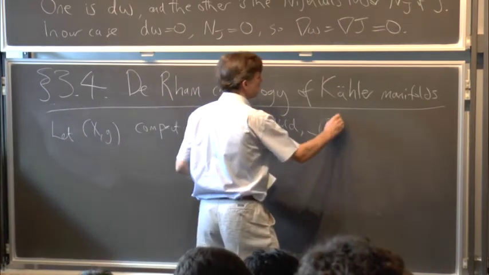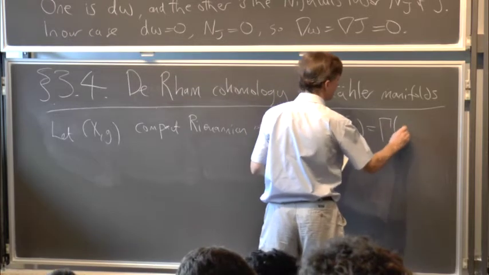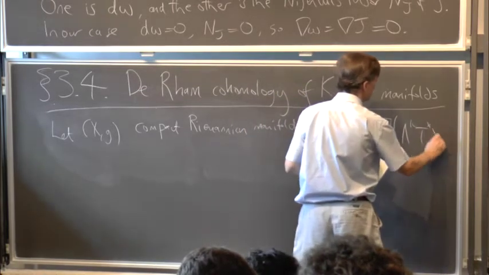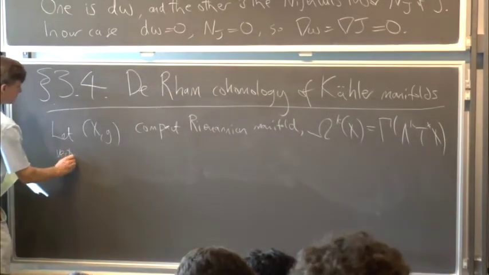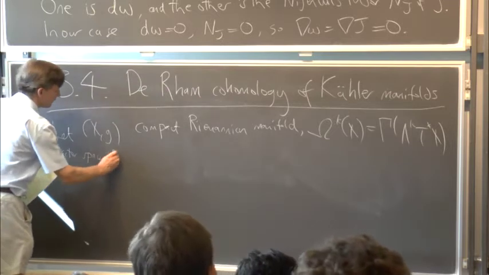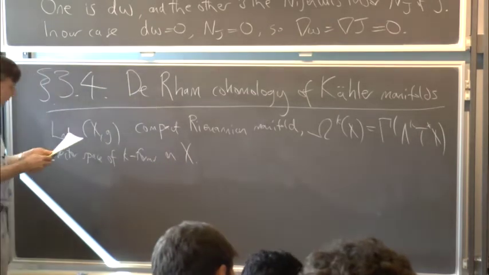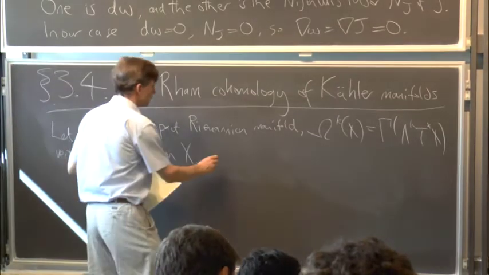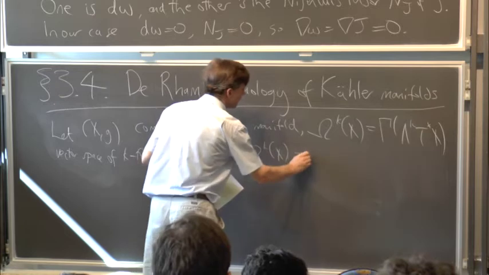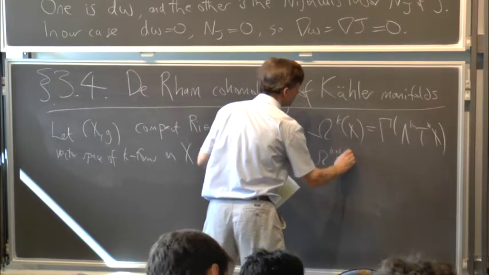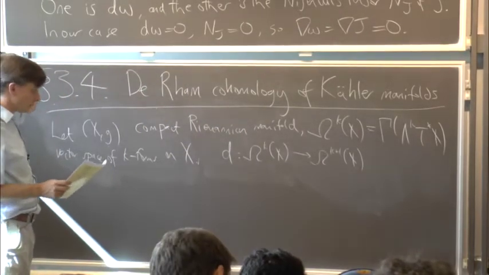Let's write Ω^k(X) for the sections of Λ^k T*X, the vector space of k-forms on X. Then you have d going from the k-forms on X into the (k+1)-forms on X, which is the de Rham differential. That's what we use to define the de Rham cohomology.